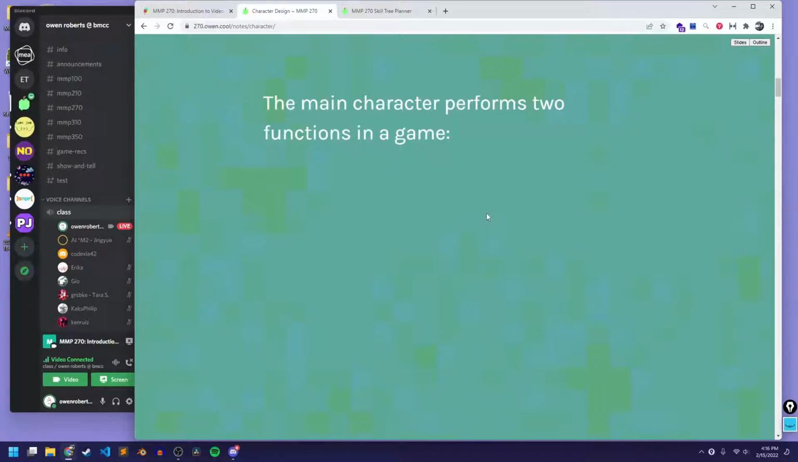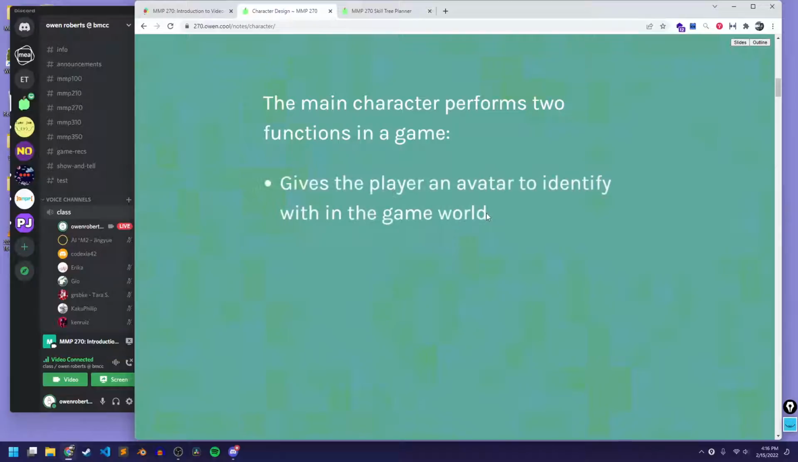There are 2 functions that our main character performs in game design. It gives a player an avatar to identify with in the game world, and we'll talk about how it does this through this lecture. We want something on the screen that the player identifies with. It should be easy to see, and it should be clear when I hit a button that it moves. We want that immediate feedback to understand what's happening when we're playing the game, and we want something that evokes some sort of identification between the player and what they're seeing on the screen.